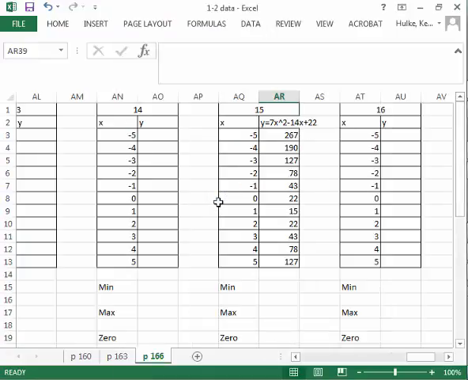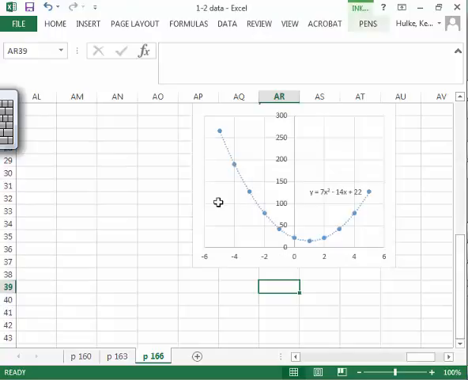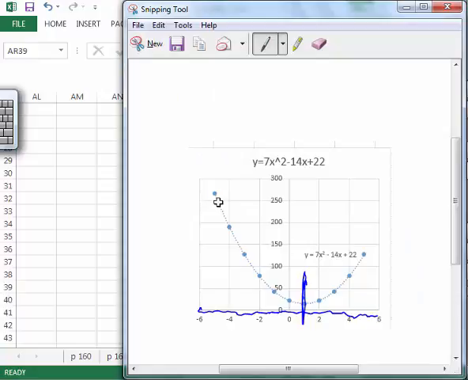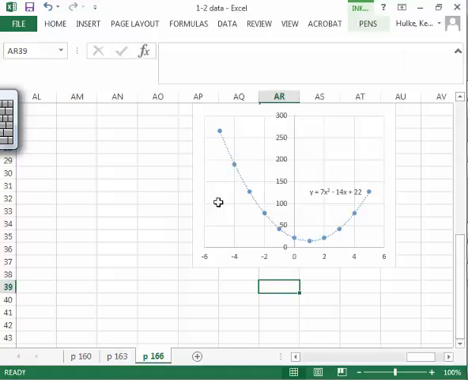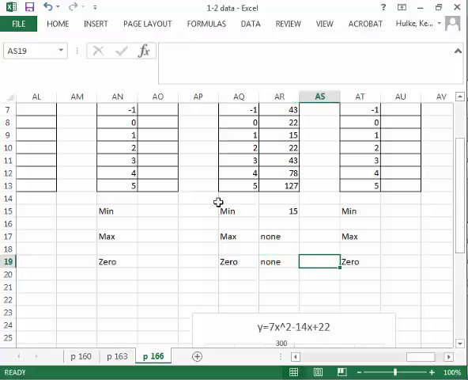Well, if you look at the table of values, you can see the minimum was at 15. That's as low as it got, and it appears as though that's true because if you notice on our graph, this was 15, this is 22, and this is 22. So this distance and this distance are equal, which means this must be the minimum. 15 is the minimum. It doesn't have any maximums, and it doesn't have any zeros. Oh, none. It has 0 zeros.